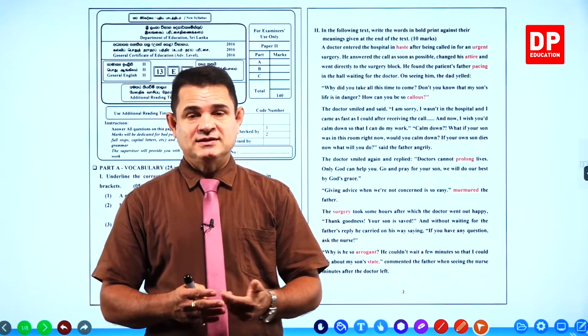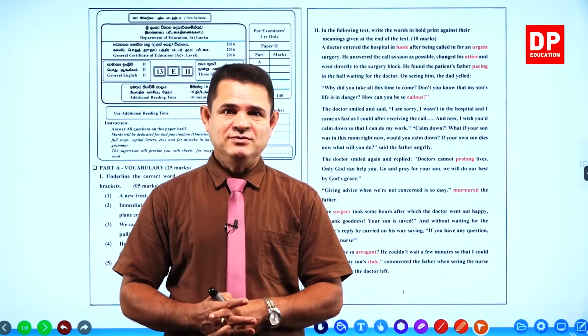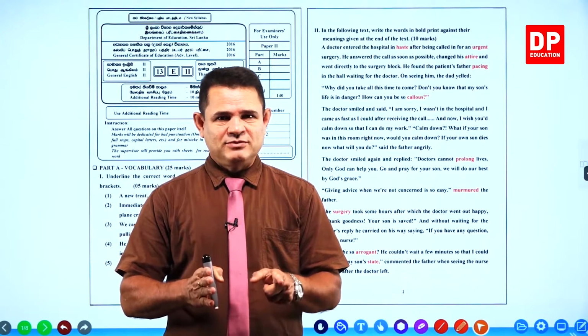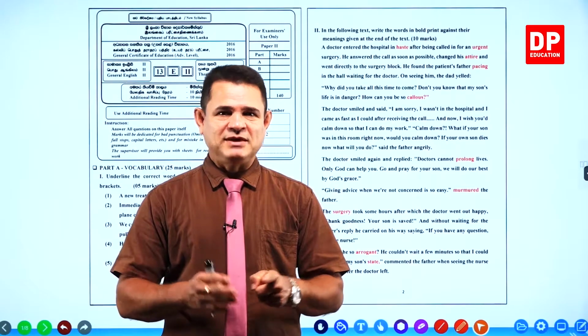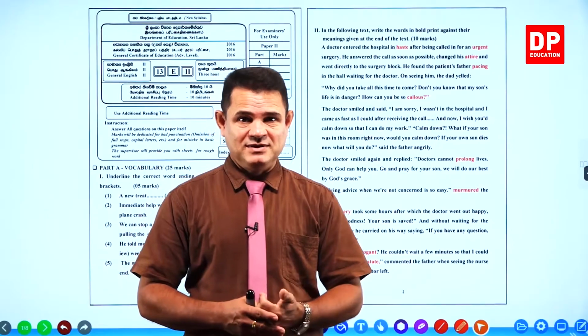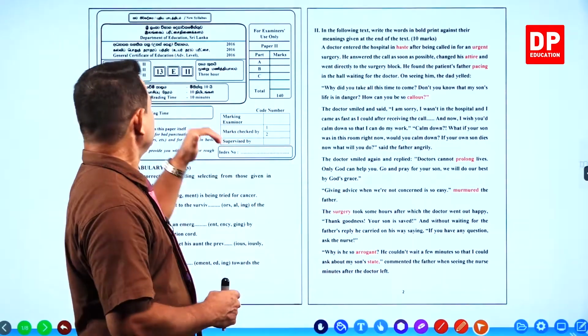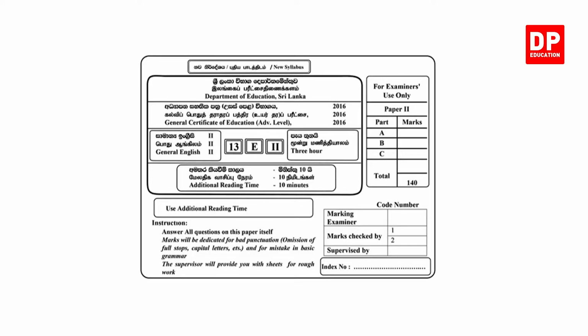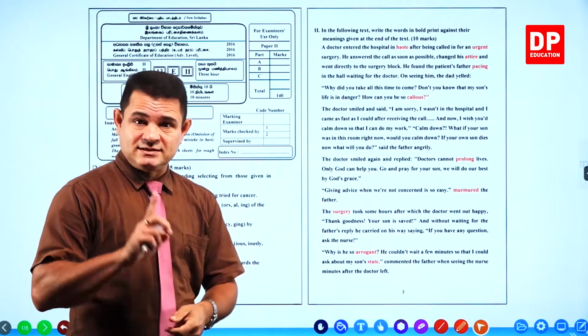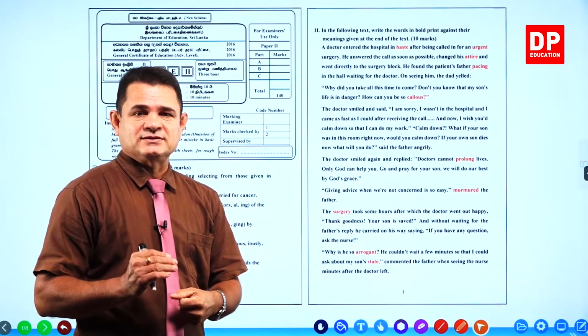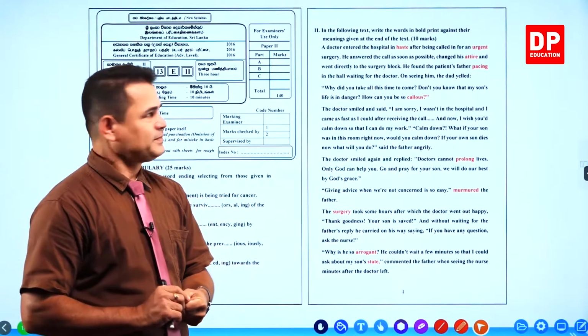So now we have discussed so many papers by now. So today also I am going to discuss a past paper, the 2016 A-Level General English paper. It's the second paper. Before this, I discussed the first paper. Now I'm going to discuss the second paper.